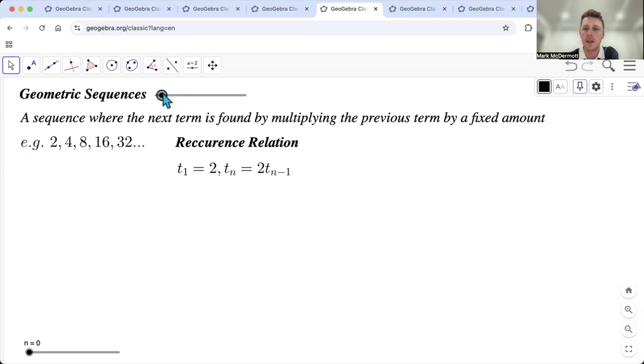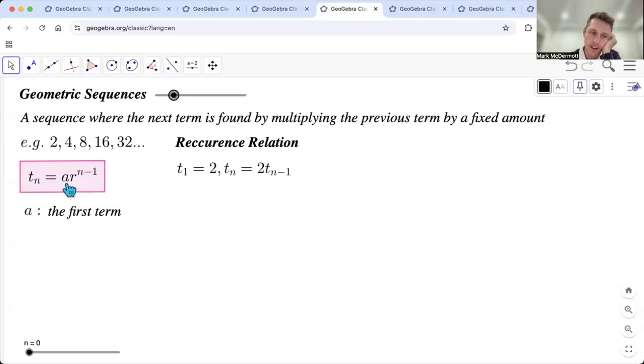Again, what we're going to talk about is the nth term rule. How do we work out the nth term using a formula, essentially? So we'd say the nth term is equal to a, which is the first term, multiplied by the common ratio, which is r, to the power of n minus 1. And I'll explain that in more detail. Again, a is the first term, r is the common ratio.